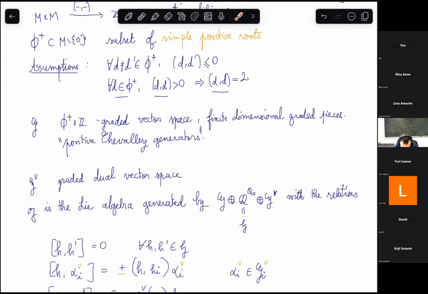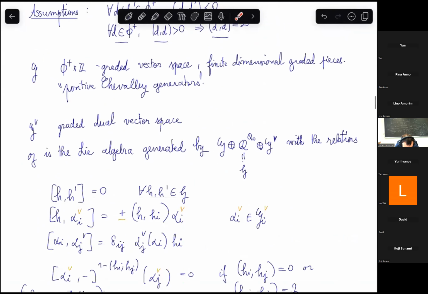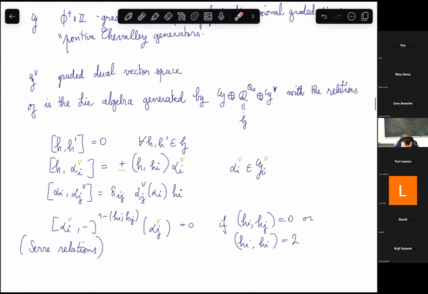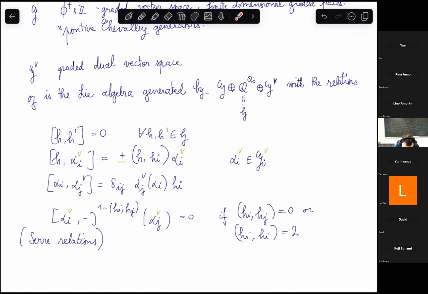You can define some Lie algebra using this datum. So the Lie algebra, depending on all the data I explained, is the Lie algebra generated by G, its dual, so the positive Chevalley generators, the negative Chevalley generators, and the Cartan part, which is Q to some power, an Abelian Lie algebra, which I denote by H. They have to satisfy some relations. It's a bit heavy to get a grasp quickly on this, but let me still explain them. So the Cartan subalgebra is commutative.